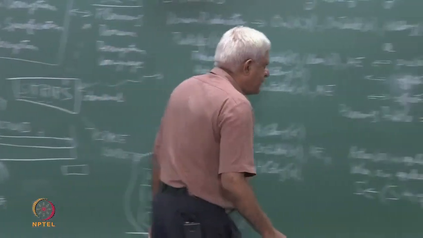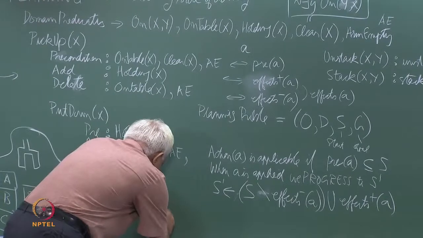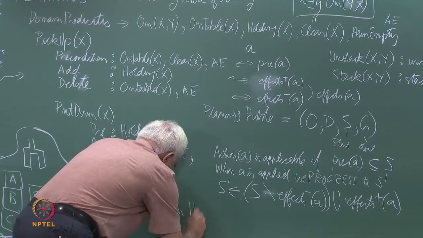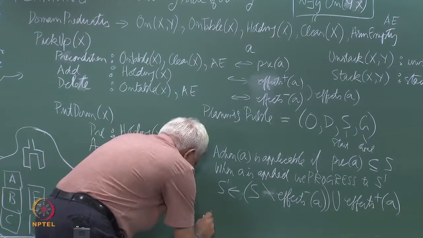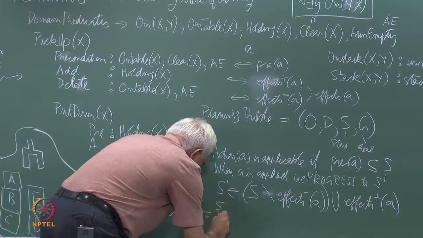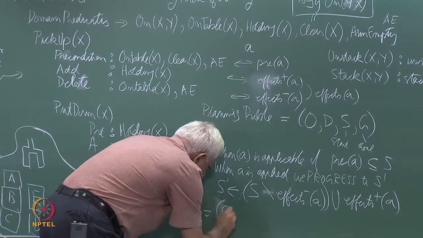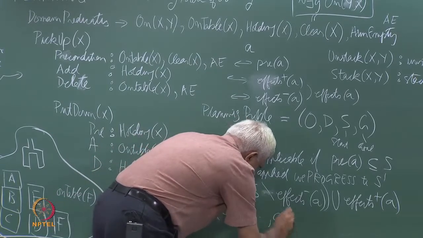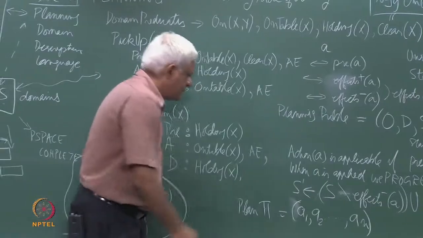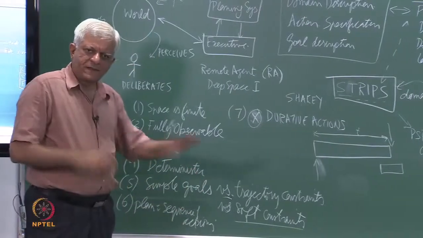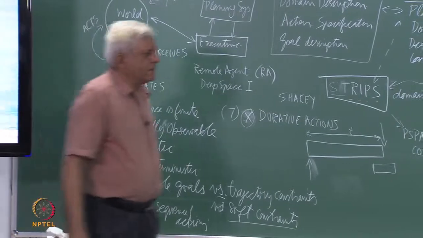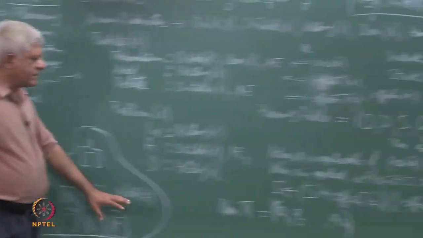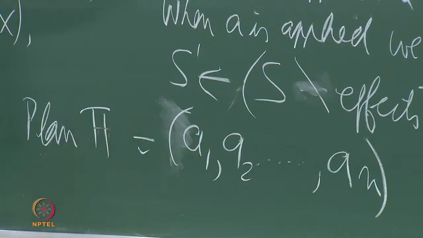A plan pi is a sequence of actions. So, we have assumed here that our plan is a simple thing like a sequence of actions. So, our plan, we will use the term pi, is a sequence of actions A1, A2, An essentially.